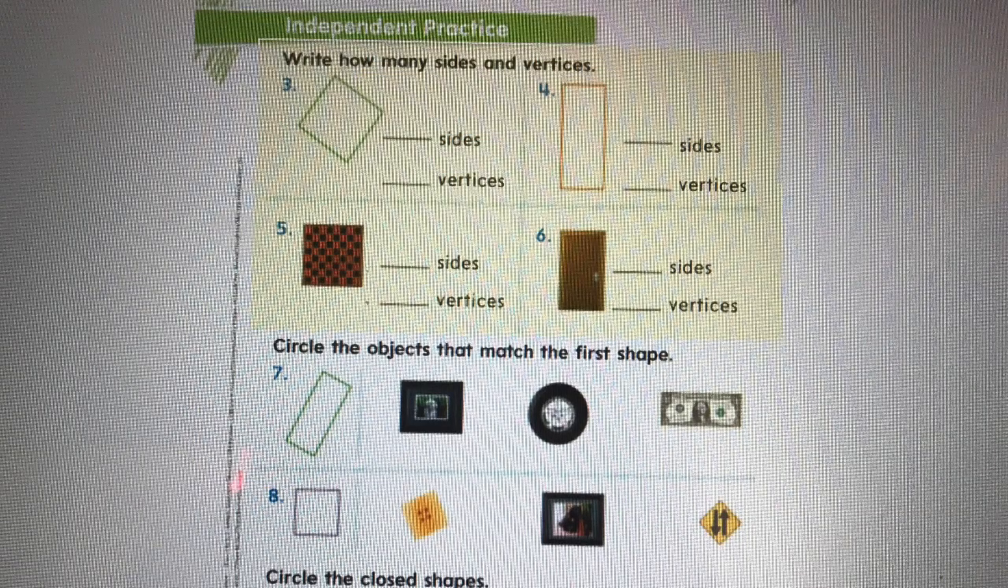Write how many sides and vertices in all these different shapes. You can see in problem 3, 4, 5, and 6, you can count the sides, write the number, and the vertices and write the number. I can't believe how many things have squares and rectangles. I bet you could find objects like that around your house to see what number of sides and vertices those objects have. Go ahead and take the time to do this on your own, and then we'll move on.